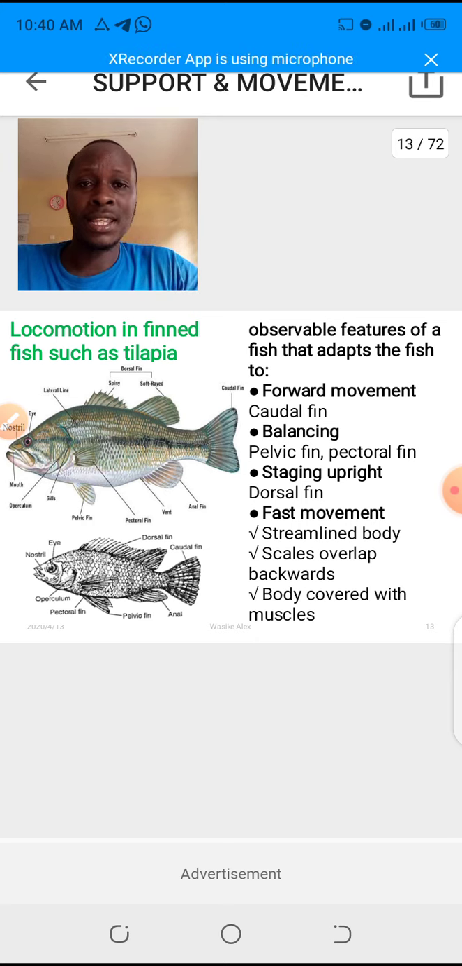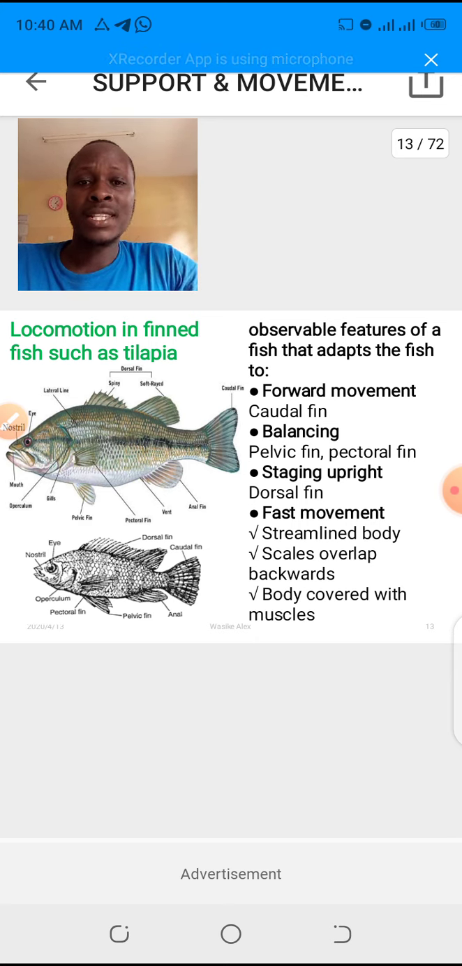For example, the caudal fin of a fish is basically used for propelling the fish forward. Then those which are used for balancing, we have the pelvic fin and pectoral fin. The dorsal fin is basically used for keeping the fish upright.